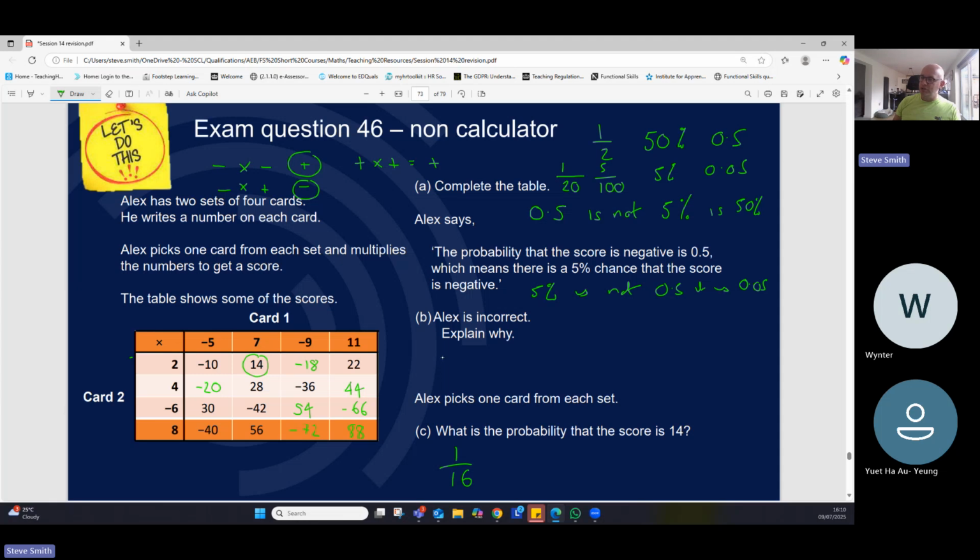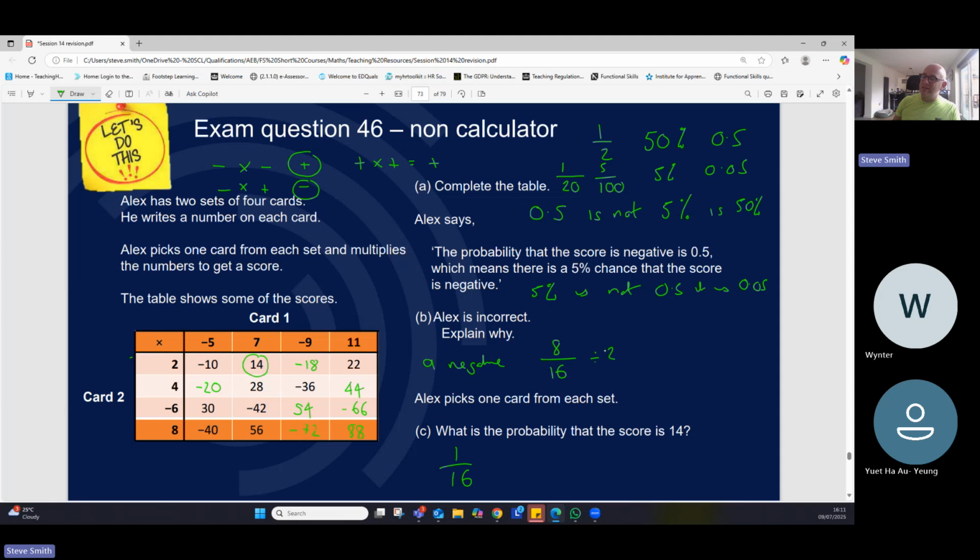Had he said something like, what is the probability that the score is, can we put a negative? So same question as that one, but it's what is the probability that his score is going to be a negative? We look at all the negatives. So we've got 1, 2, 3, 4, 5, 6, 7, 8. So we've got 8. I'll still have 16 because there's 16 numbers. And as we can see, that number there is divisible. We could divide it by 8 straight away, so we know it's 1/2.